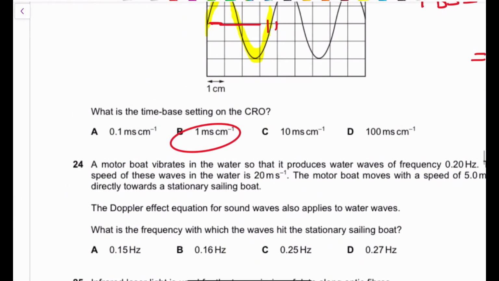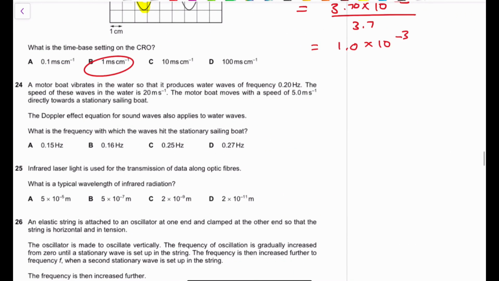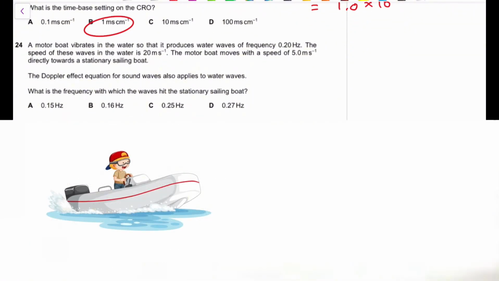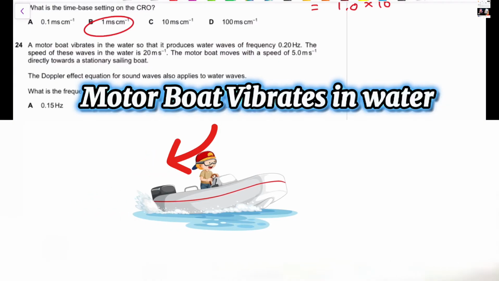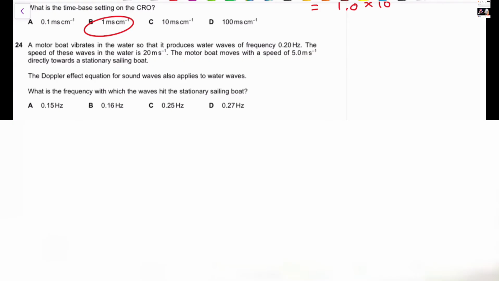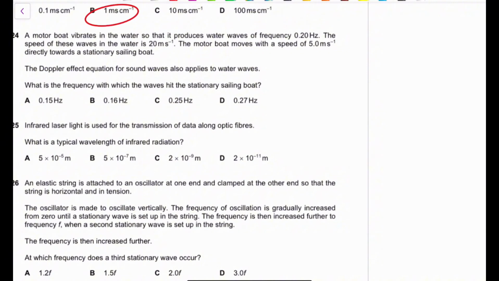Very important. Okay, 24. A motorboat vibrates in water so that it produces water waves of frequency 0.20 hertz. Now, the speed of these waves in the water is 20 meters per second. The motorboat moves with a speed of 5 directly towards a stationary sailing boat. The Doppler effect equation for sound waves also applies for water waves, right? So what is the frequency with which the waves hit the stationary sailing boat?